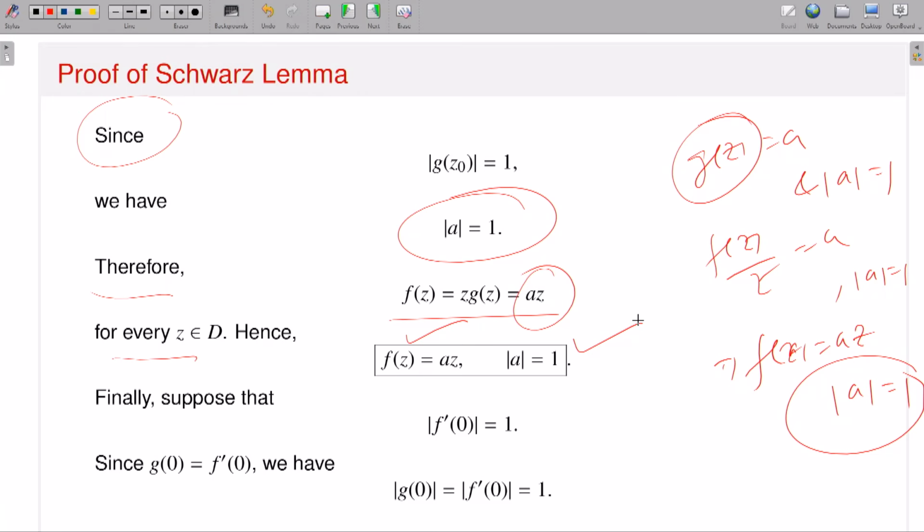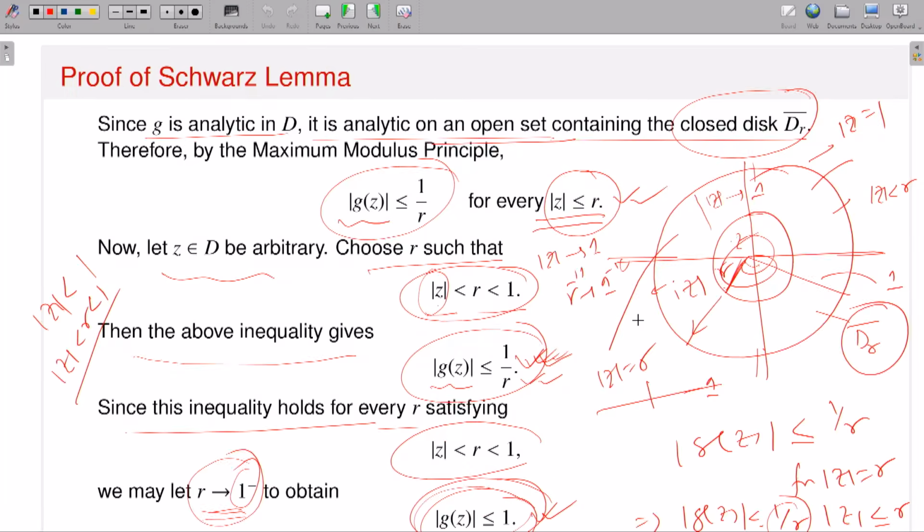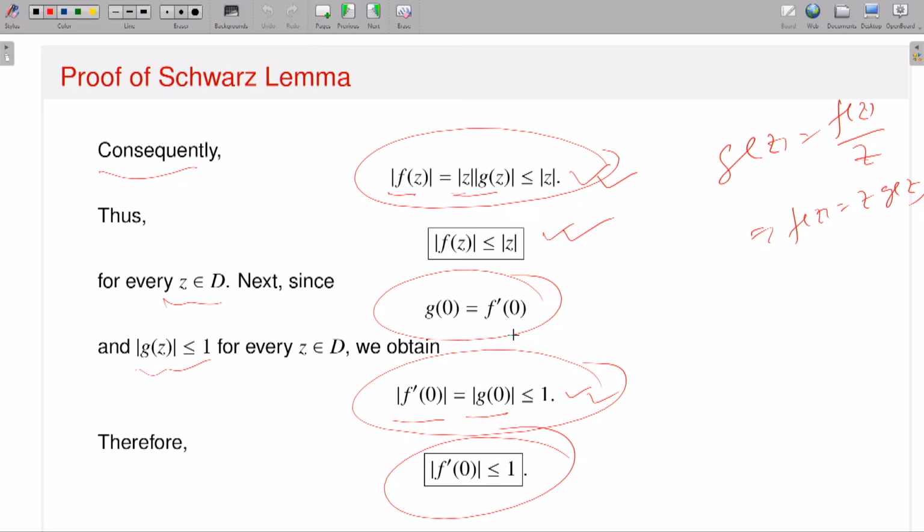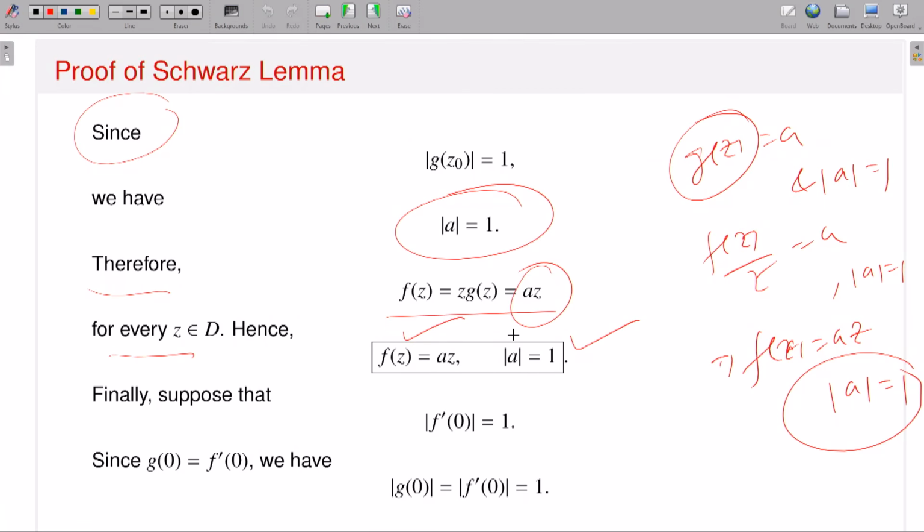Okay, so that is the kind of first assumption. This is the one I have proved. So if I take any non-zero z naught in D, suppose modulus of f(z naught) is equal to modulus of z naught, then I will have f(z) is equal to az for all z in D. Or you can assume that the absolute value of f prime of 0 is 1. If I assume that fact, then I will show that the same conclusions will hold. Okay, so if I go back to this one, so I am done.